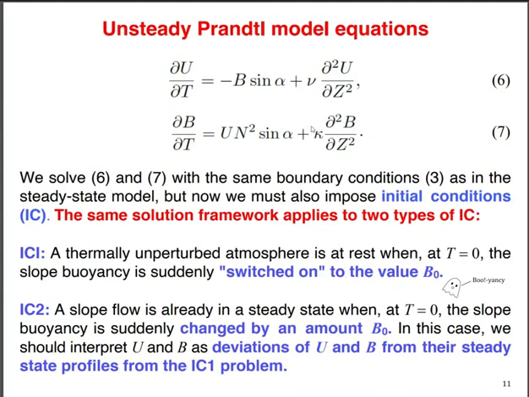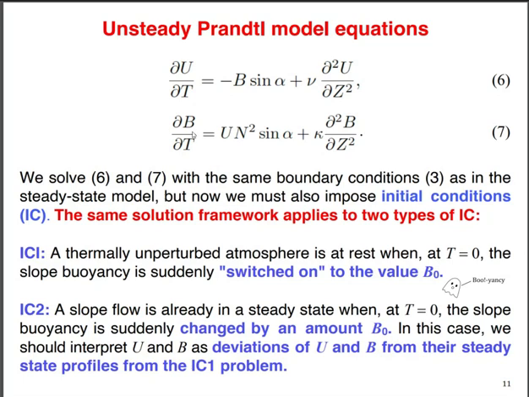Okay, so these are basically the same Prandtl model equations that we looked at before, but now we have unsteady terms. You have a local change of u and a local change of v. And we're going to solve these two using the same boundary conditions that we considered for the Prandtl model. But in the present case, because it's an unsteady problem, we also have to worry about initial conditions. Okay. Well, it turns out you can use the same solution framework for two different types of initial conditions.